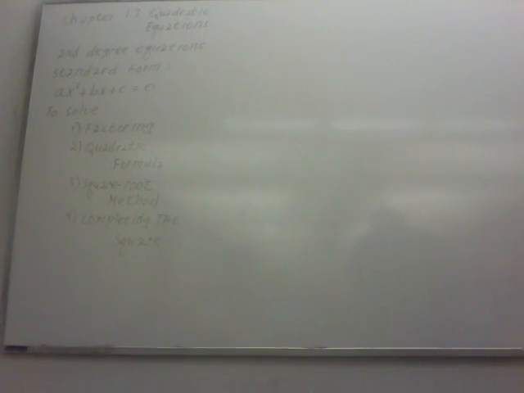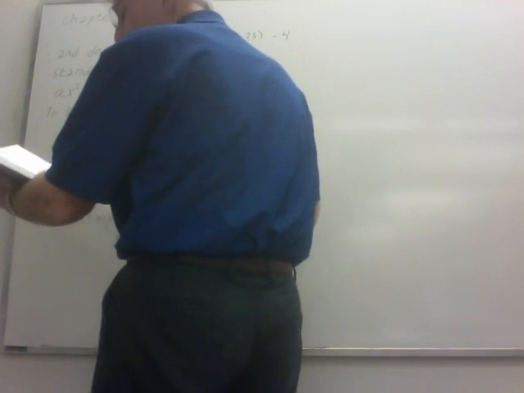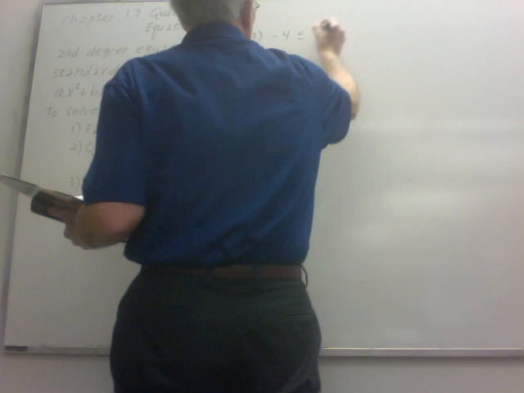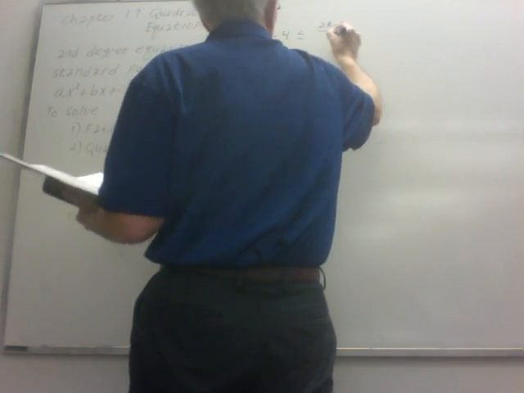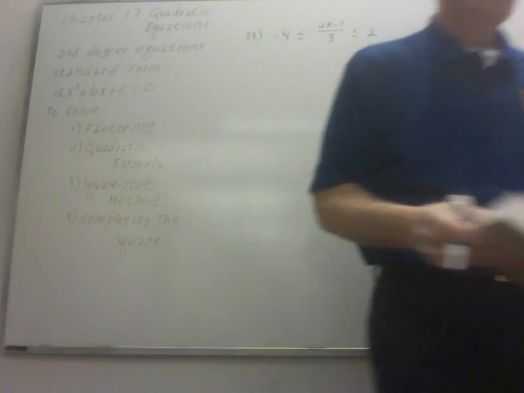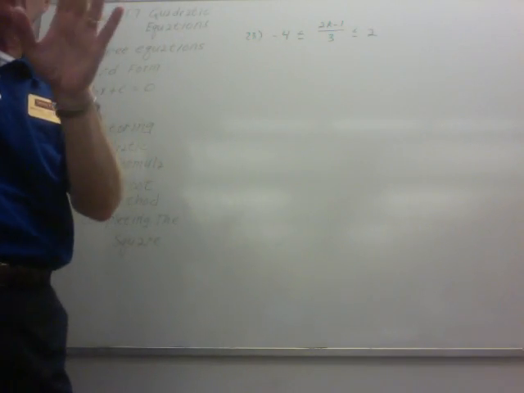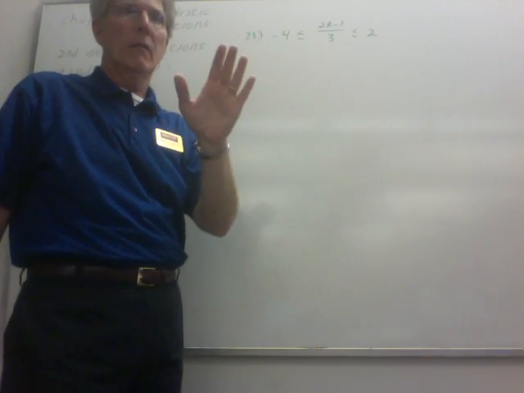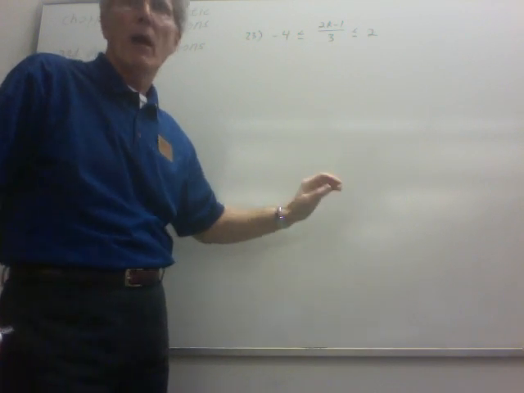Okay, again, this is number 23 on page 100. So here we go. We've got -4 is less than or equal to (2k - 1)/3, which is less than or equal to 2. Now, with the compound inequality, if this was a compound equation, this is automatically an and. With a compound inequality, you won't know until you get to the end. Okay, now let's go through the steps.